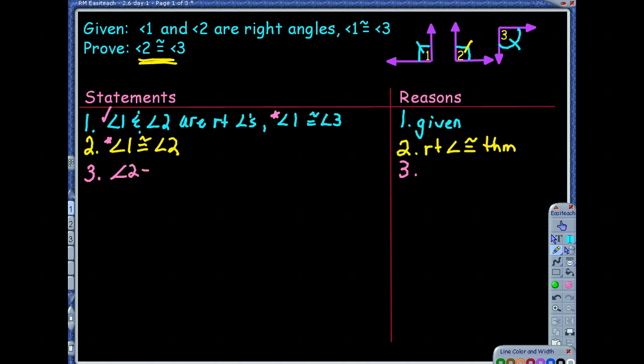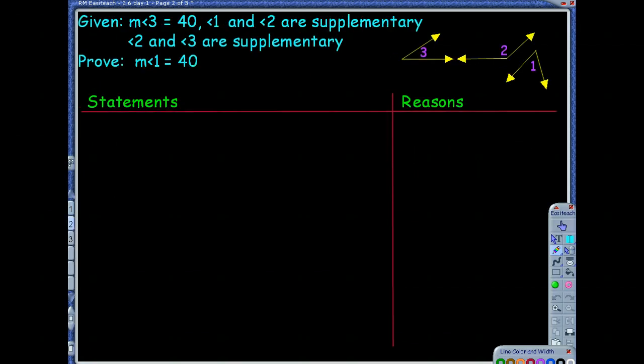We can say they're congruent to each other, and transitive works again for congruence and equality with angles as well as segments. And I couldn't have used substitution. No. Substitution is only for equality. And notice again, this theorem allows us to bypass saying their measures are equal to 90. It allows us to go straight here. Love it. Love those theorems.